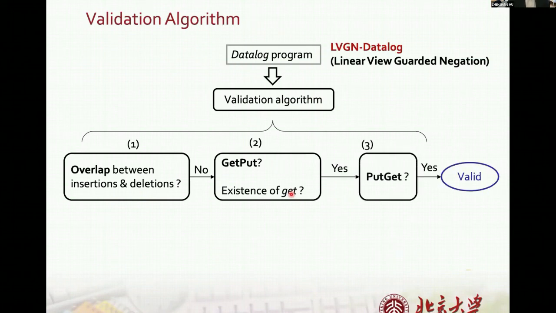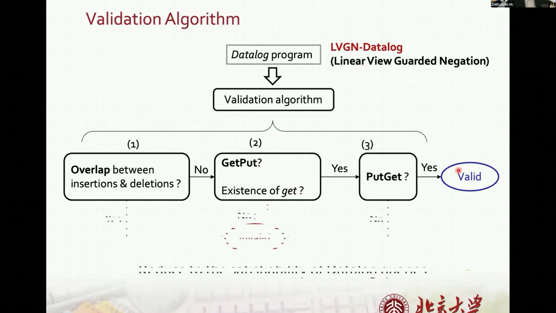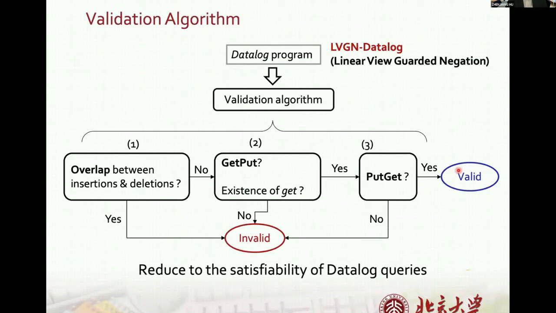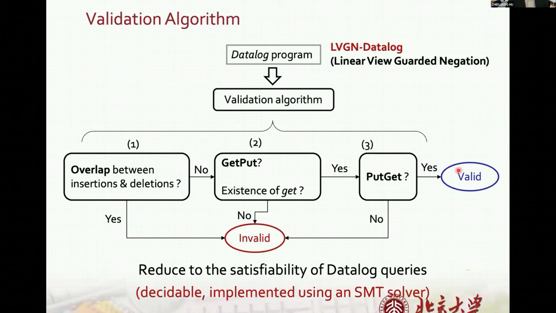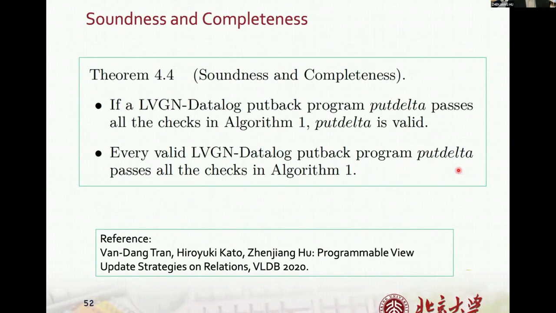And then we check put get. Actually, put get can also be encoded using LVGN-Datalog. And then if yes, it's valid. Otherwise, it is wrong. So all these things are decidable, and have been implemented using an SMT solver. So this is a theoretical result.